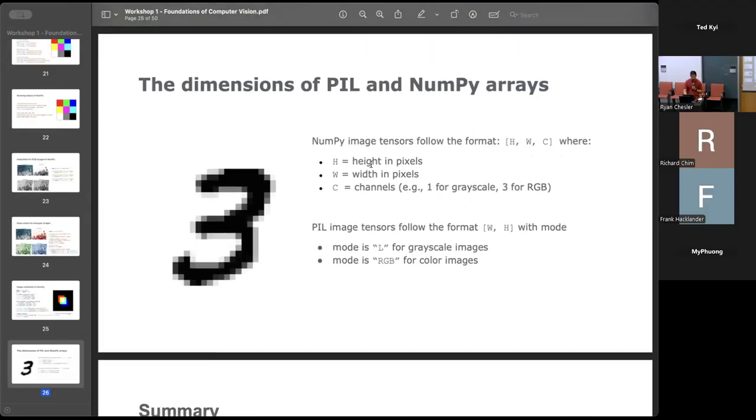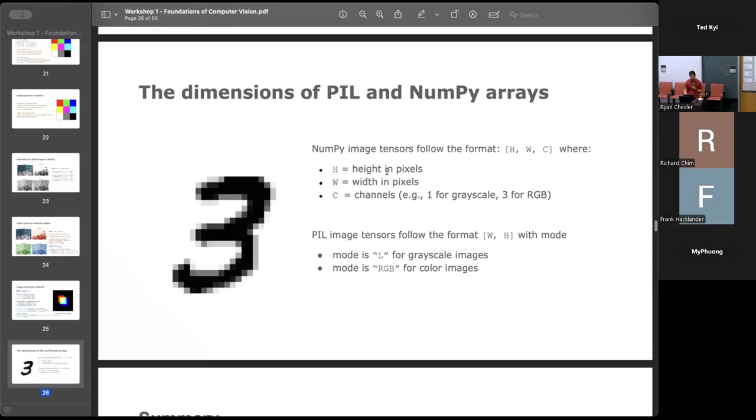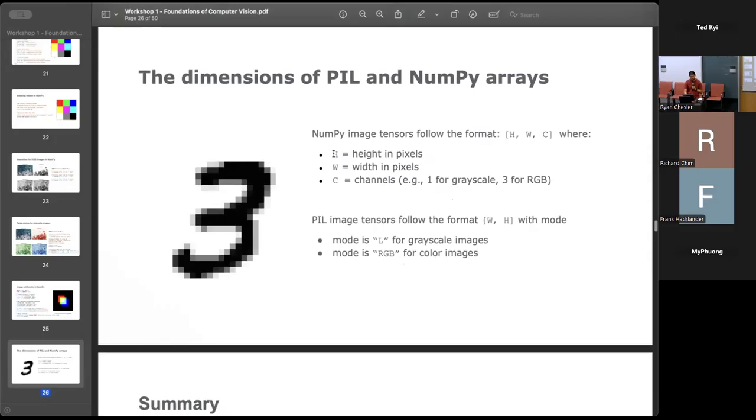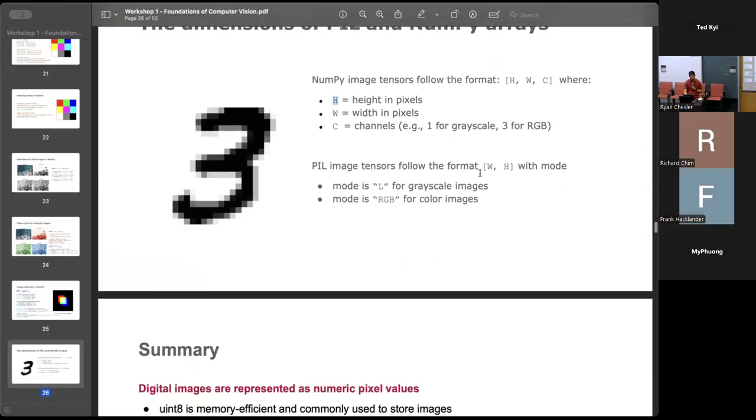Just to Ted's point earlier, the formats are different between all the different packages you'll be looking at. Some might have height first, some might have width first, some might have channels first. It's all topsy-turvy. You have to keep track of which format you're in and which axes are which. So be very careful. NumPy defaults to height, width, channels, and PIL will actually alternate: it will have width and height. So you have to be careful if you're going between the two formats. You might end up with something that's transposed.